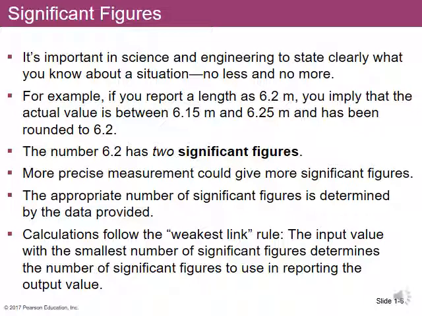When you do calculations with significant figures, they all follow what's called the weakest link rule. So the input value with the smallest number of significant figures determines the number of significant figures to use for the output. So if one of your input values has 4 and one only has 2, then your answer should only have 2. It defaults to whichever is the smallest.